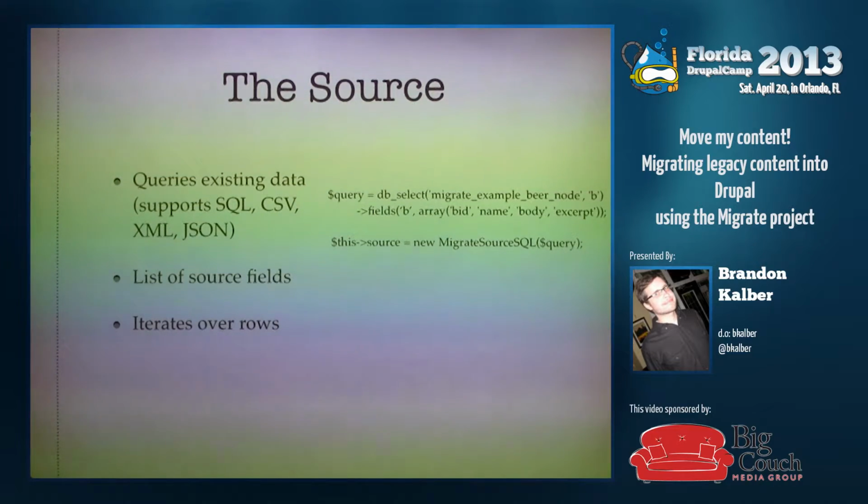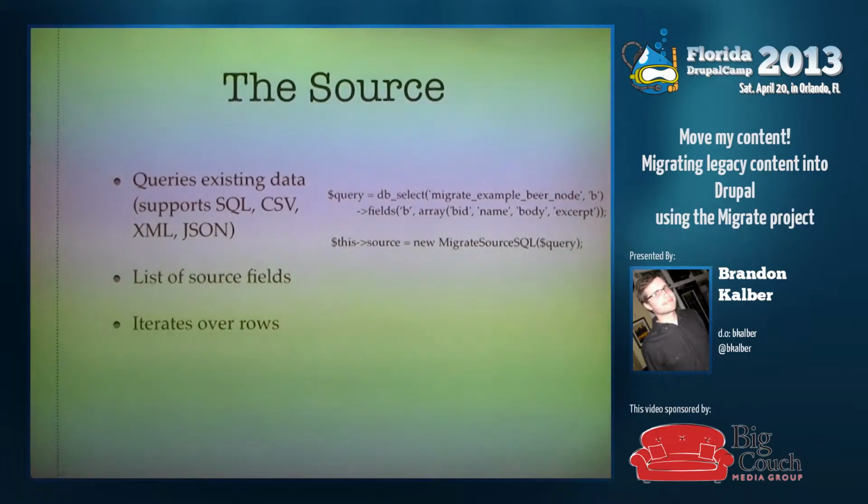To the right, obviously it's a pretty simple query, but just so you get an idea of the syntax, you just define whatever your query is going to be. Probably you're going to have a lot more joins and all kinds of other things. But you just set this source equal to a new migrate source SQL. Obviously, if you're using CSV, it would be migrate source CSV. The source provides you a list of source fields, and then it's responsible for iterating over all your rows. So when you use the UI and look at your migration, it's going to list out, hey, this is all the data you told me to find. So you can double check.